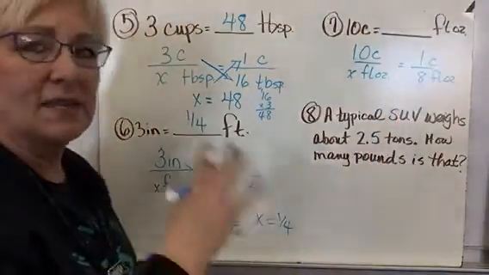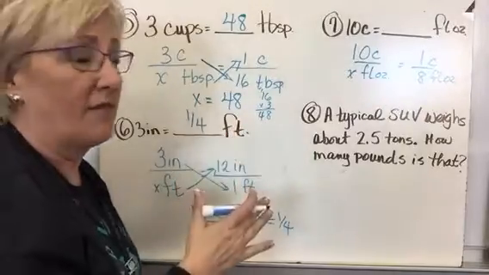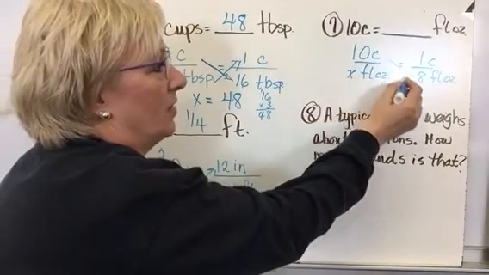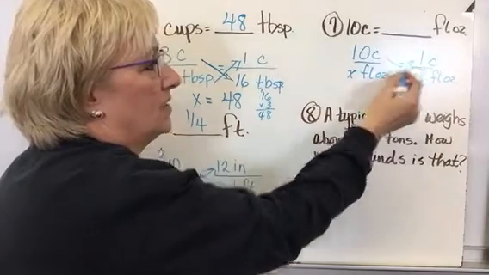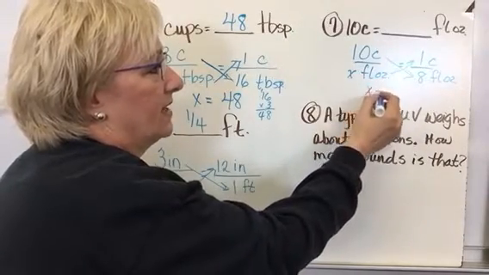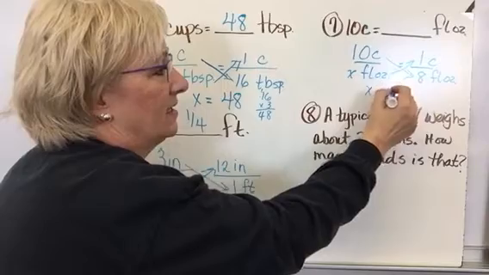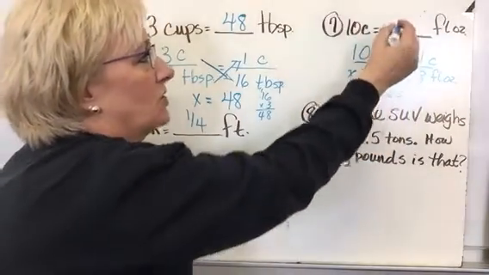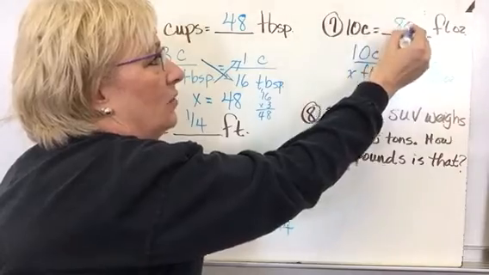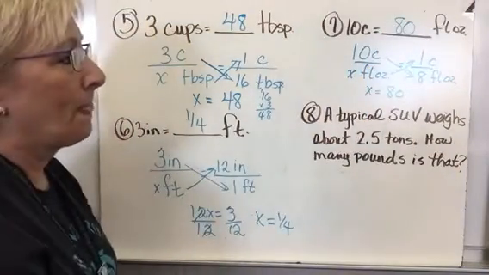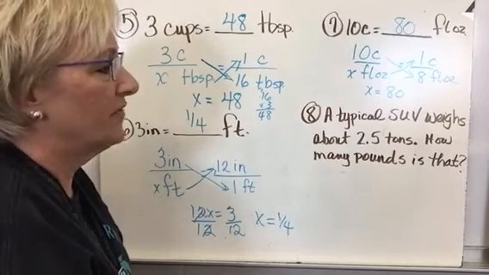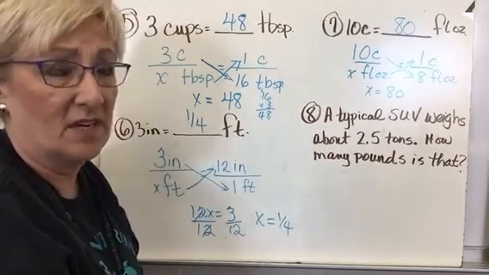Okay, so that is what I know from the measurements that I got from the very front page, from the table. I'm going to cross multiply, and when I do, I know that 1 times X is going to give me X, and I know that 10 times 8 is going to give me 80. So that tells me that in 10 cups, I'm going to have 80 fluid ounces. Now, let's read a little problem and set it up. It says a typical SUV weighs about 2.5 tons.